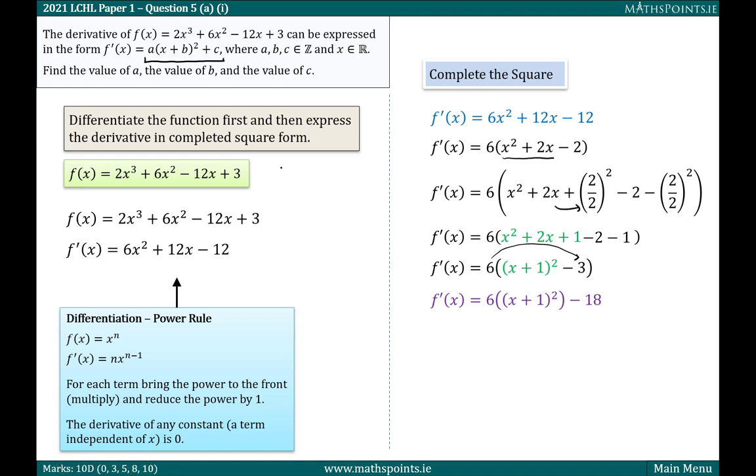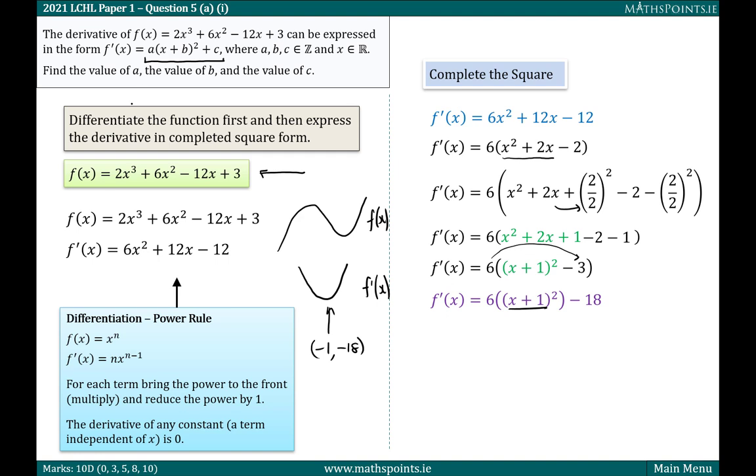So if this is a cubic function, which goes up first and then comes down and up again, the graph of the derivative of that, so the graph of f prime x, is a quadratic function, u-shaped because it's plus x squared. And the minimum point of this function is, we change the sign of the term inside the bracket, minus 1, and we keep the sign of the other one, minus 18, and that would be the minimum point.